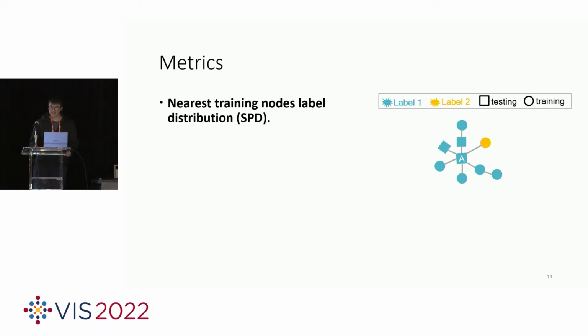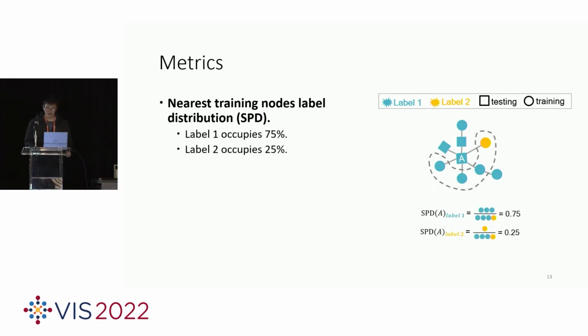To investigate the influence of training nodes distribution on model training from the perspective of the graph structure, we calculate the nearest training nodes' label distribution. For example, for node A, 3 out of 4 nearest training nodes have the same label as node A. Then label 1 occupies 75% and label 2 occupies 25%.